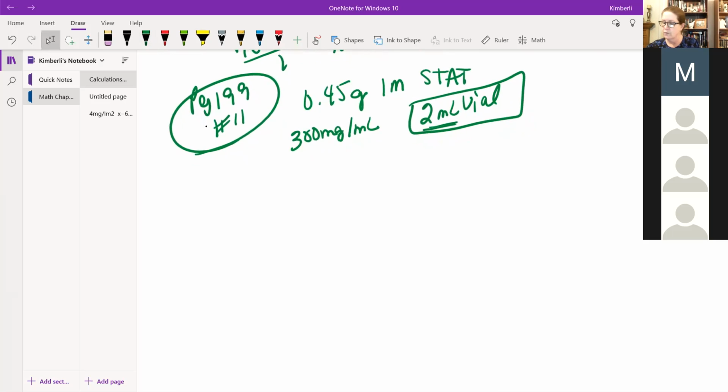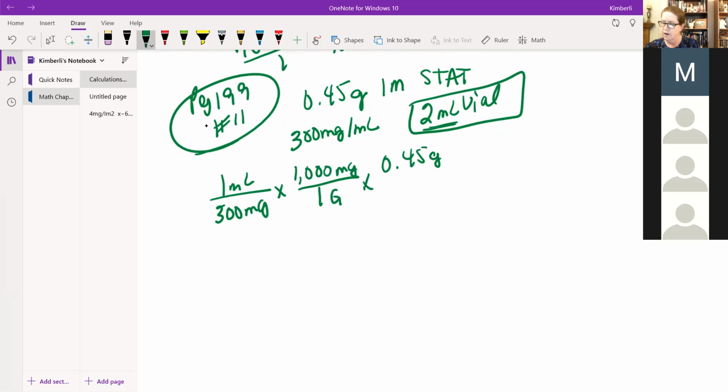So I want to know how many milliliters. 1 ml contains 300 milligrams. So I'm going to set this up with a conversion factor in the middle, which is why I love dimensional analysis. There are 1,000 milligrams in 1 gram, right? And we want to give the patient 0.45 grams. So 1 times 1,000 times 0.45.